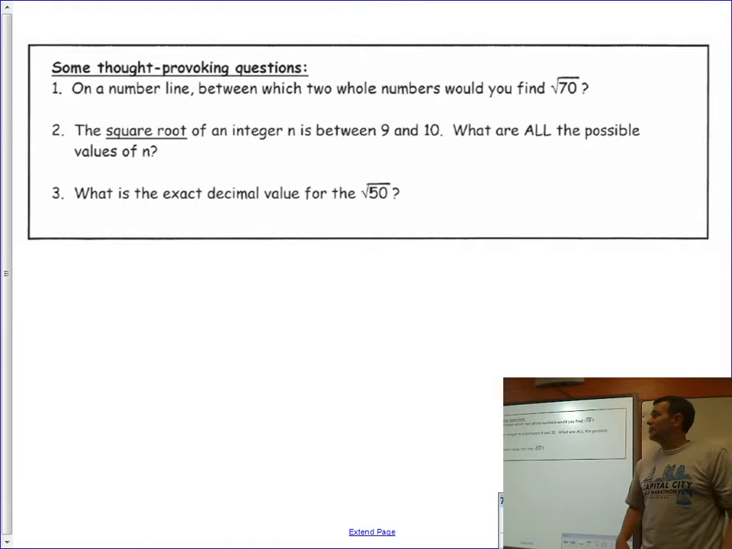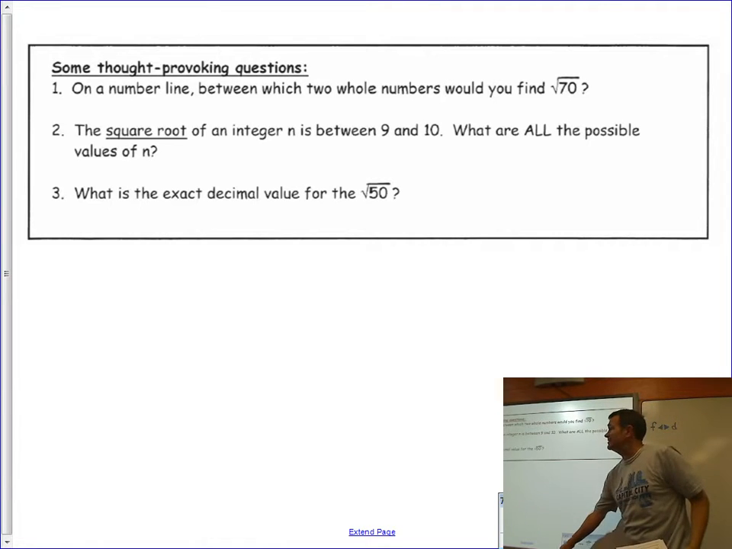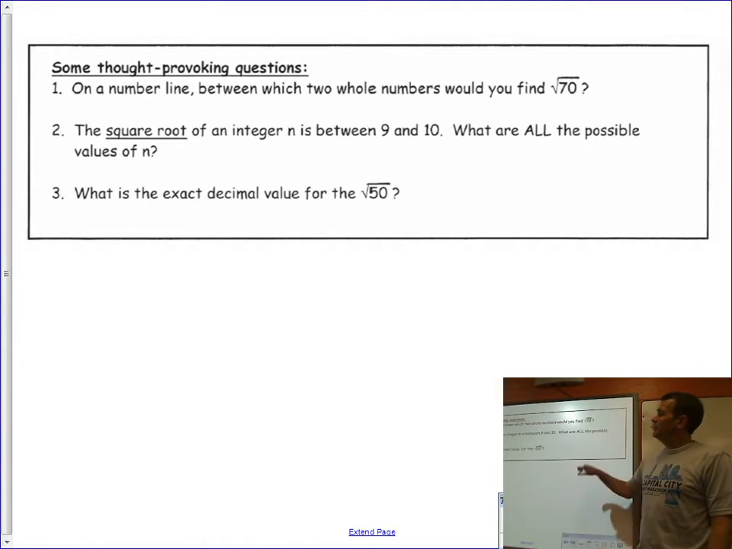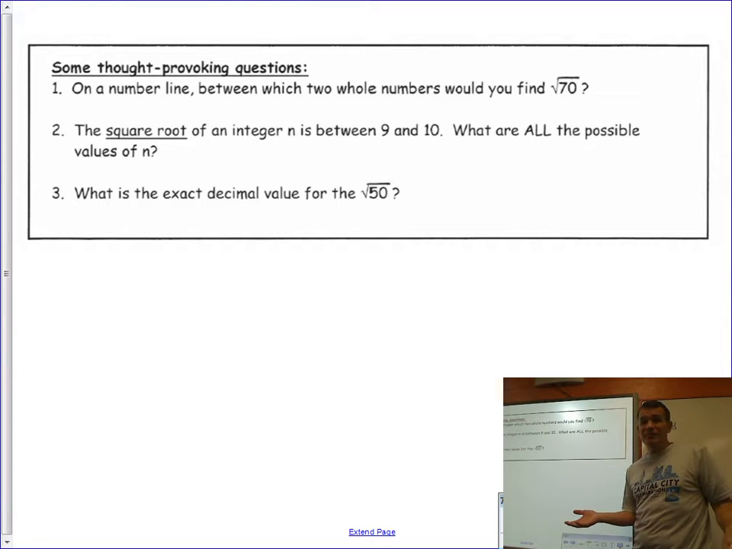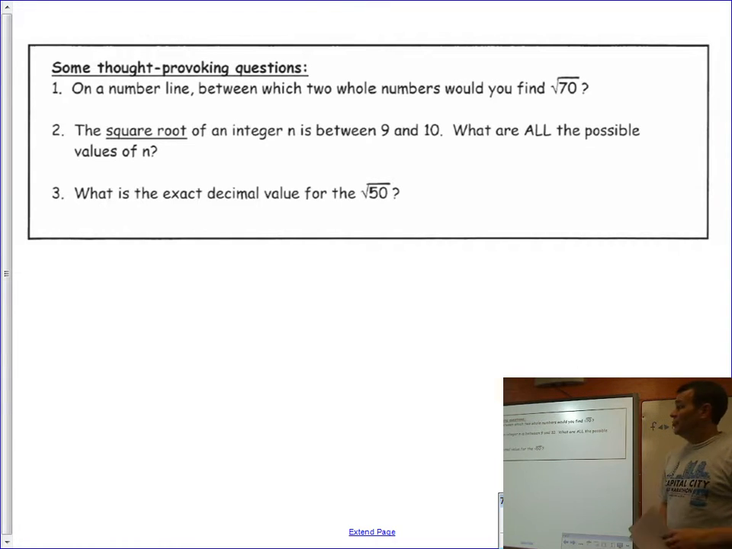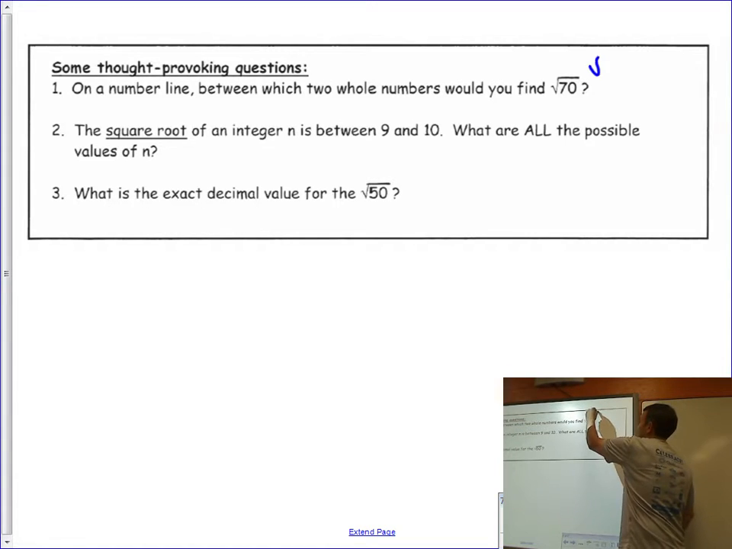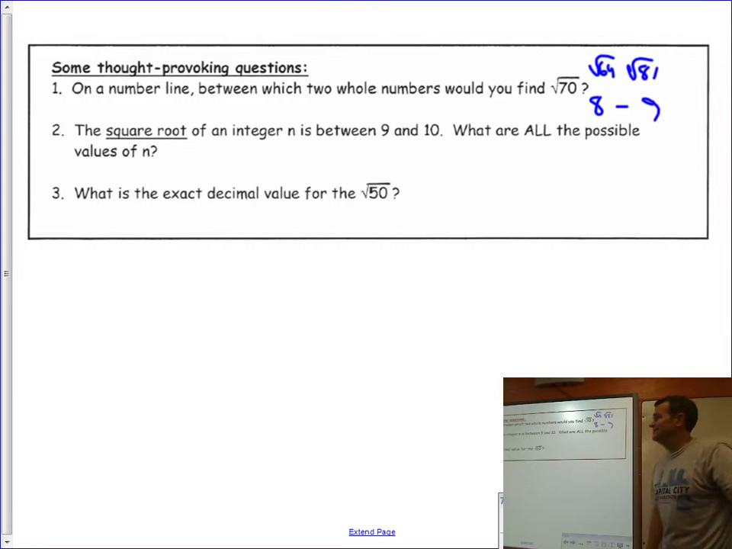At the end here, I had 3, I think, thought-provoking questions. Between which 2 whole numbers would you find the square root? Okay, again, try turning the video off and getting these yourself, and then turning it back on and see how you did. What 2 whole numbers is the square root of 70 between? Well, again, it's between 64 and 81, so it would be between 8 and 9.